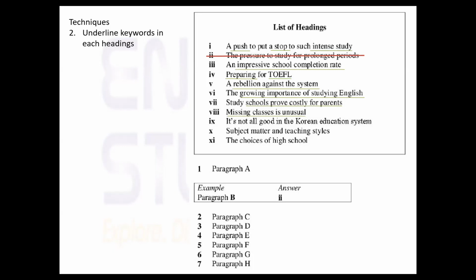The next, missing classes is unusual. After that, it's not all good in the current education system. Subject matter and teaching styles. And the last, choice of high school. We already underlined the keywords in each heading. So we have a short description of what we are going to search for in the reading passage.